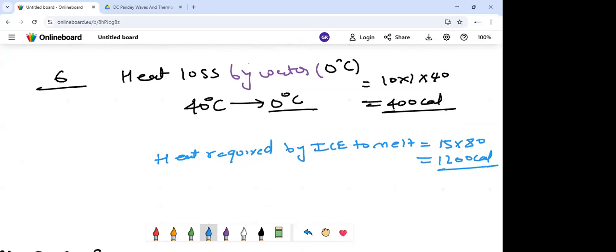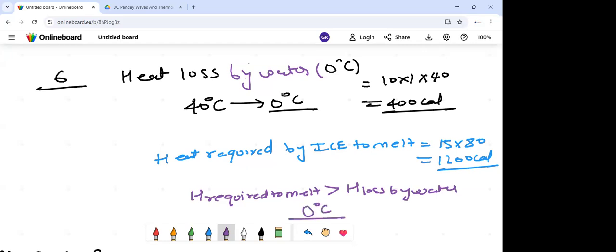So are you getting the point that the heat required to melt is more than the heat lost by water? That means even if the water drops to 0, it will not be able to melt all the ice. So what will be the final temperature? Is this clear to all of you? The sixth one.